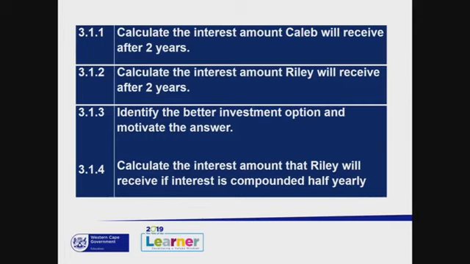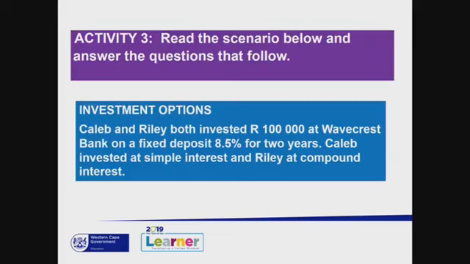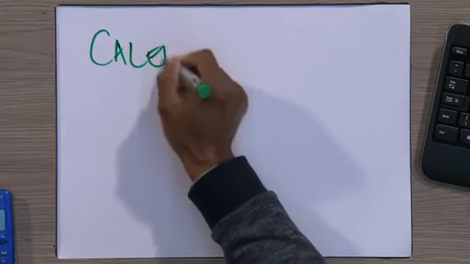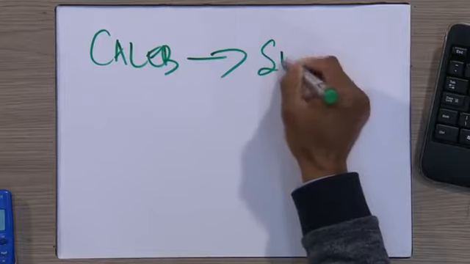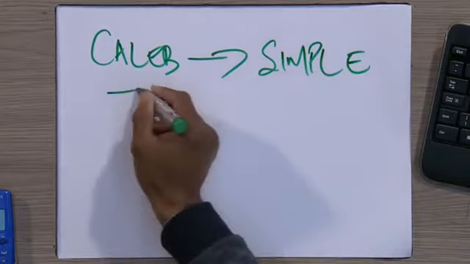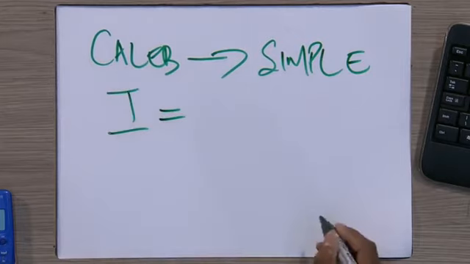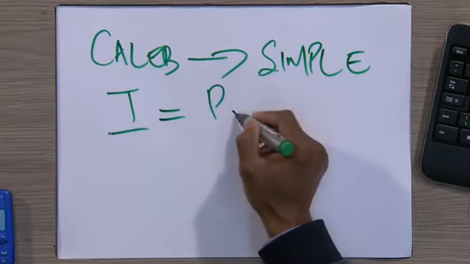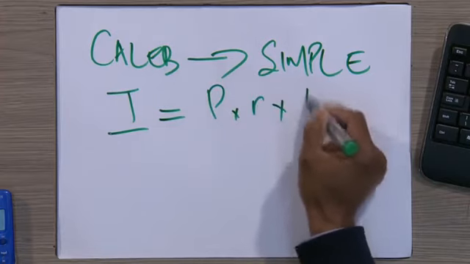And then they ask a fourth question. Calculate the interest amount that Riley will receive if interest is compounded half yearly. So let's just go back to the scenario. First, we're going to calculate Caleb. And we know Caleb opted for simple interest. First thing you write is the formula. Interest is P times R times T.